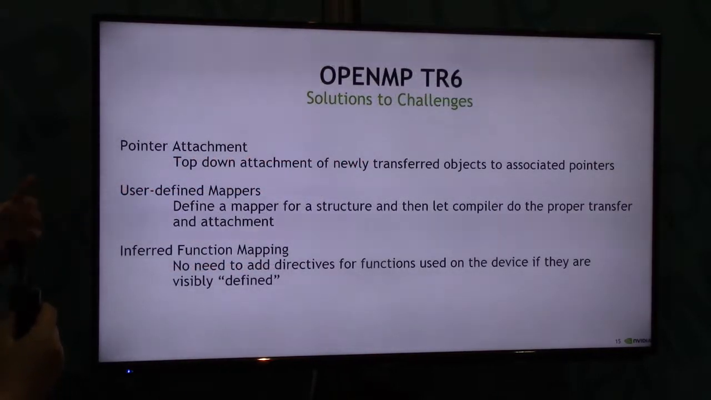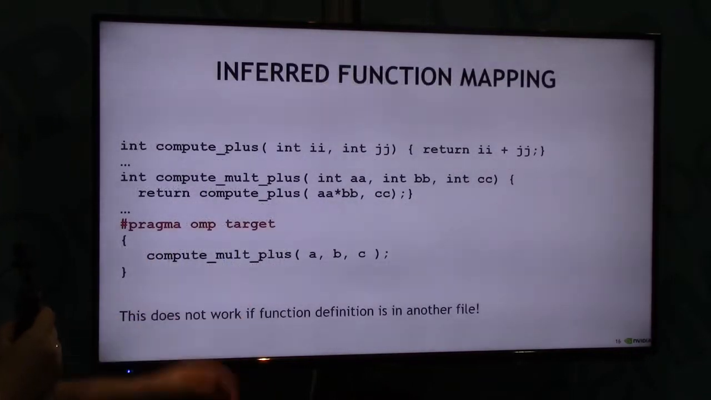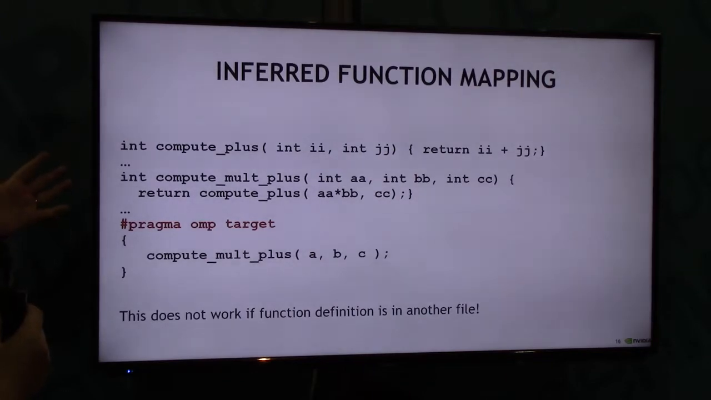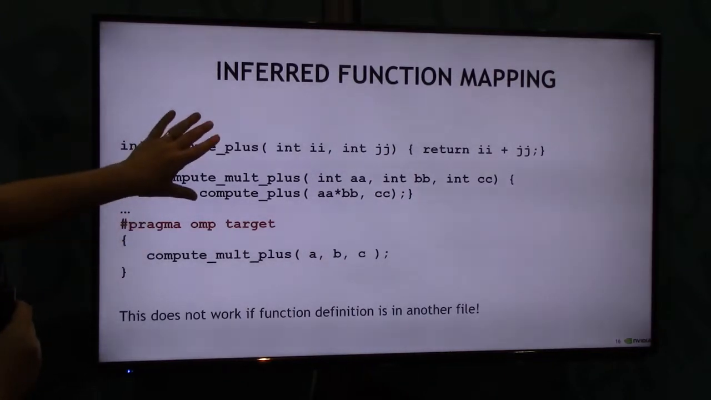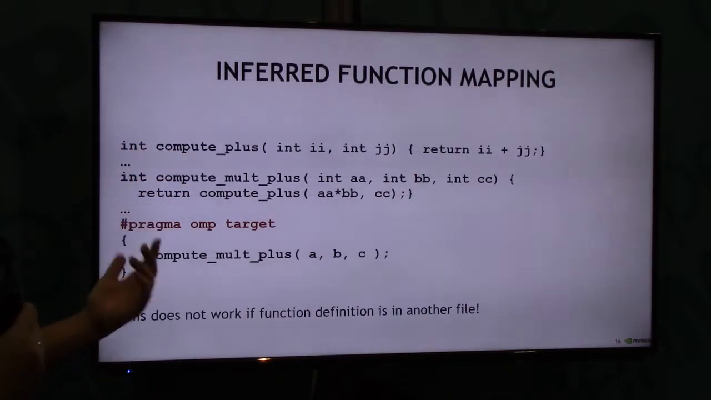Inferred function mapping is what I just described. So you needed it, otherwise you have to make your code ugly. That's what it boils down to. So this is what you end up with. Your code looks like this. You just put your pragma in there, and these things magically get compiled for the device because they were available.